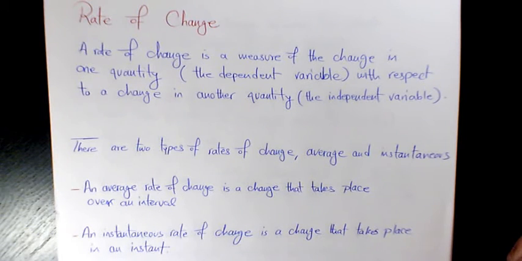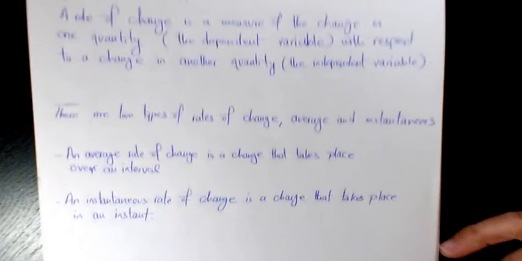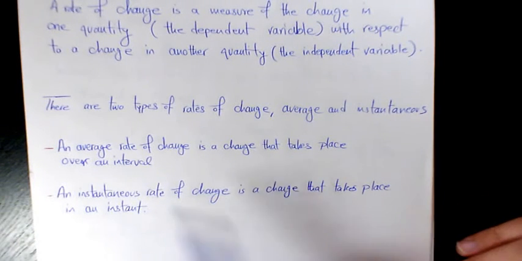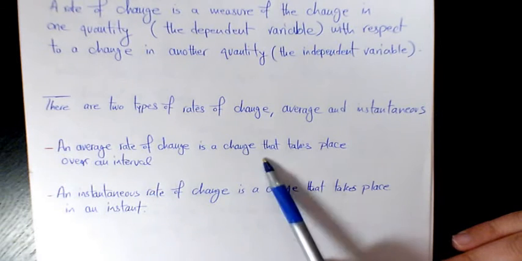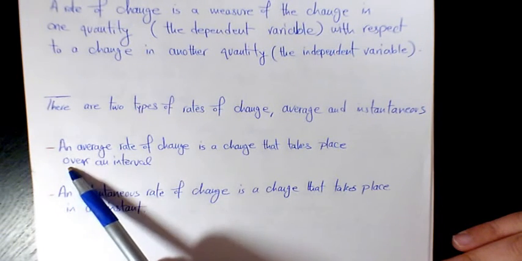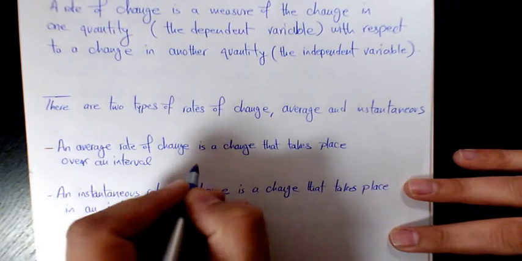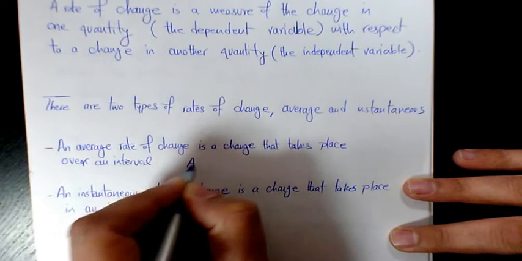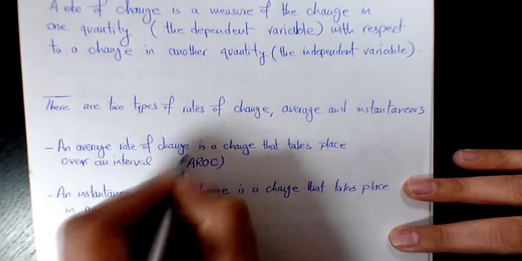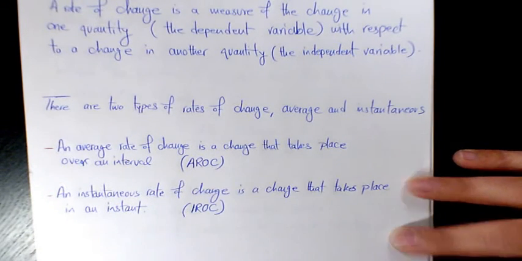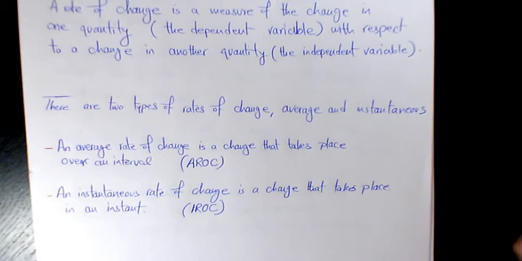There are two types of rate of change: average rate of change and instantaneous rate of change. What's the difference? The average rate of change is the change that takes place over an interval, and instantaneous rate of change is the change that takes place in an instant. So that's why this one is called AROC, and this one is called IROC. Average rate of change and instantaneous rate of change.